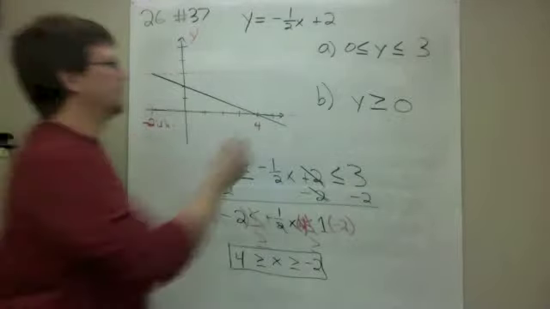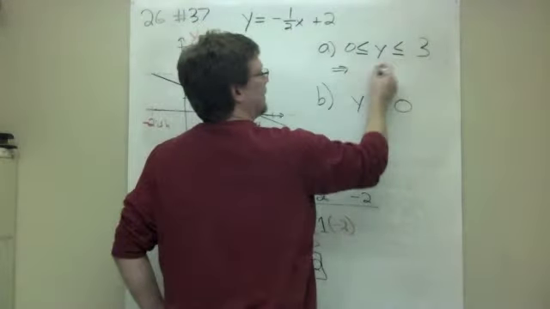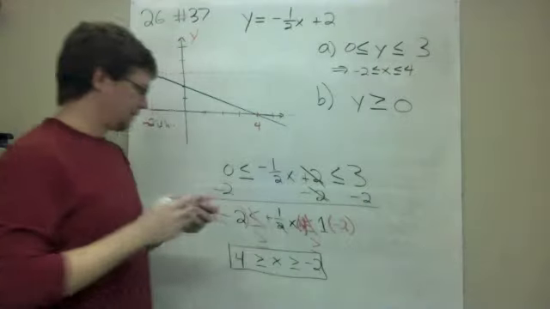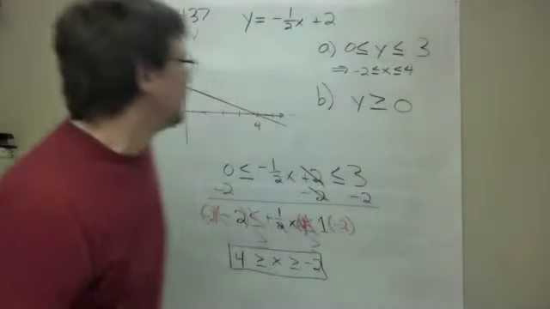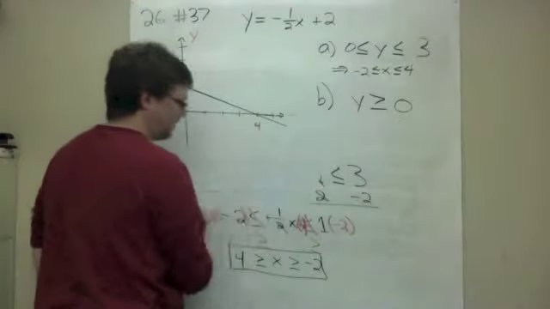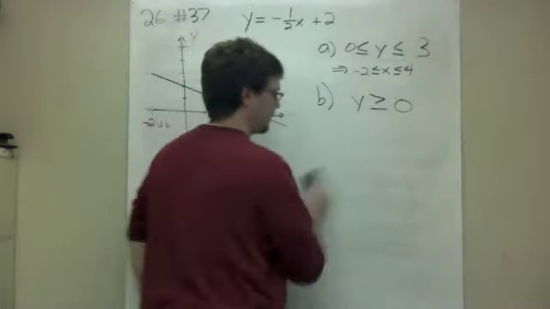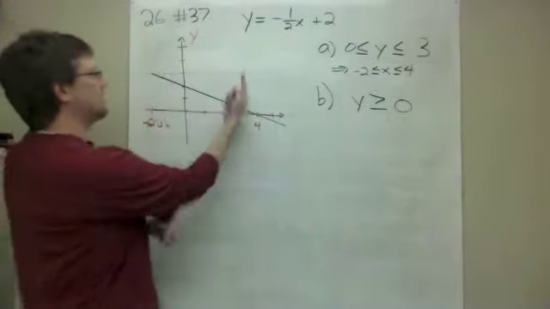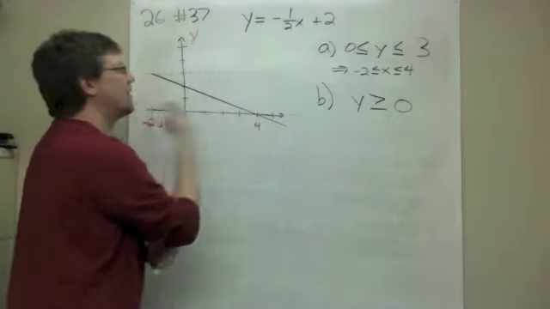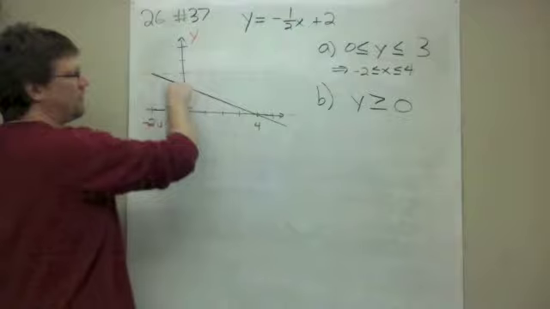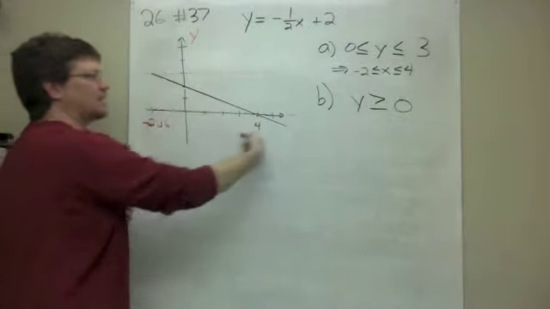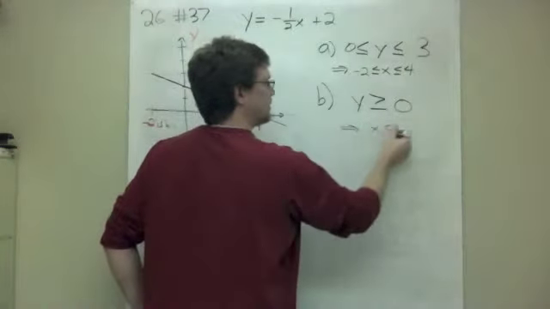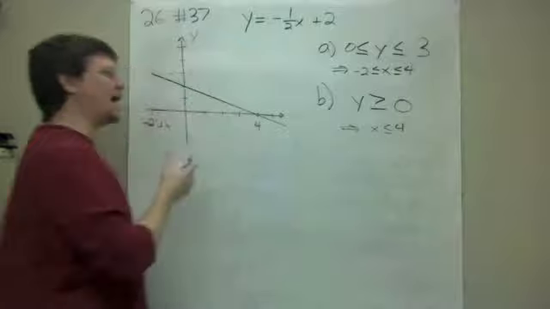Now, x is greater than or equal to -2, less than or equal to 4. Now, for y being greater than 0, here we really only care about this boundary. We need all of the y's above here. So where are all the y's above the x-axis? The y's above the x-axis are when x is less than 4, right? So x less than or equal to 4. That's my claim from the graph.